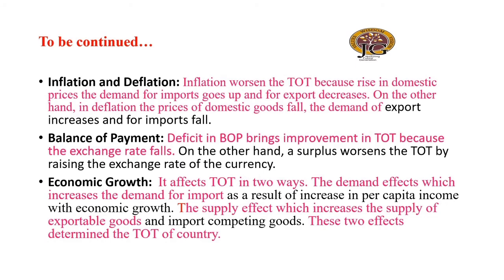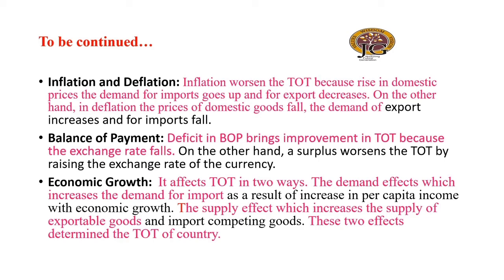Inflation and deflation. Inflation worsens the terms of trade because with a rise in domestic prices, the demand for imports goes up and for export decreases, क्योंकि export यहाँ पे महंगा बनता है. On the other hand, in deflation, the prices of domestic goods fall, the demand for export increases, and for imports falls. Balance of payment. Deficit in balance of payment brings improvement in terms of trade because the exchange rate falls. On the other hand, a surplus worsens the terms of trade by raising the exchange rate of the currency.